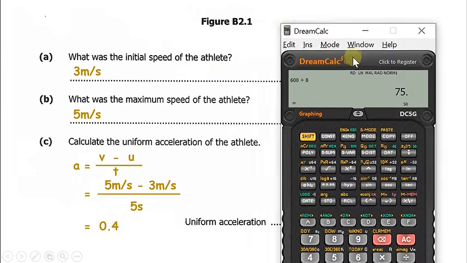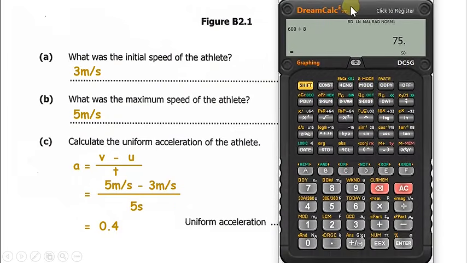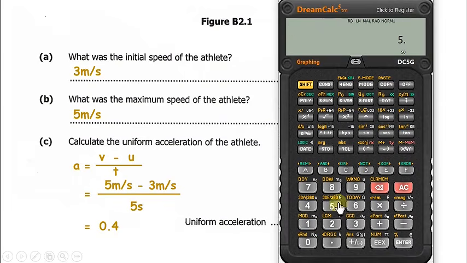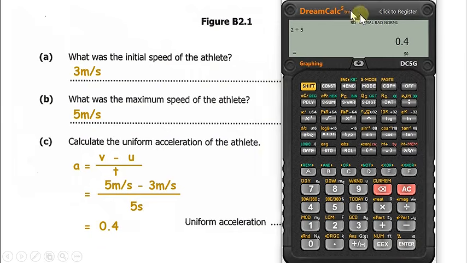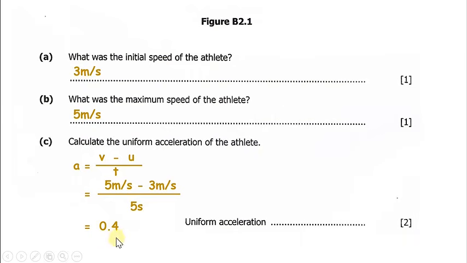This is what I did there. First I said 5 minus 3 is 2, then 2 divided by 5 gives 0.4. So that's how I arrived at that. Now this is acceleration, so it should be in meters per second squared. So the uniform acceleration is 0.4 meters per second squared.